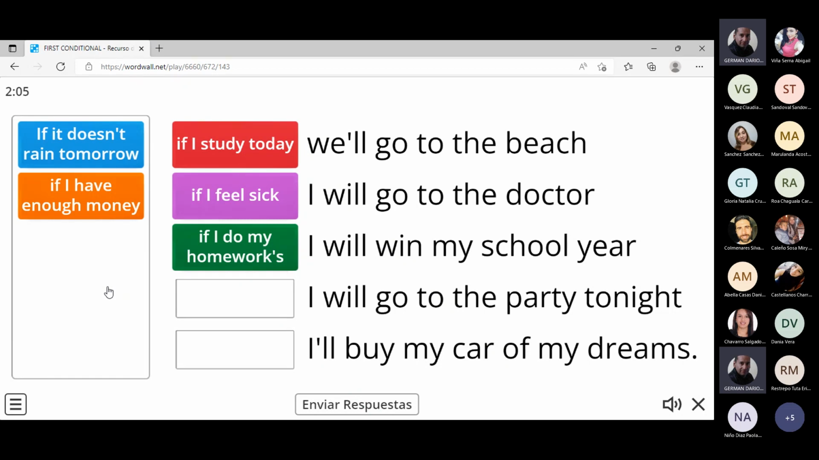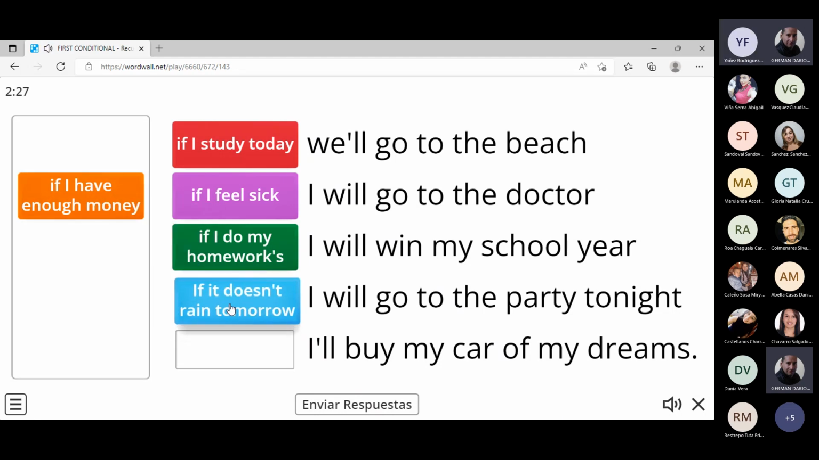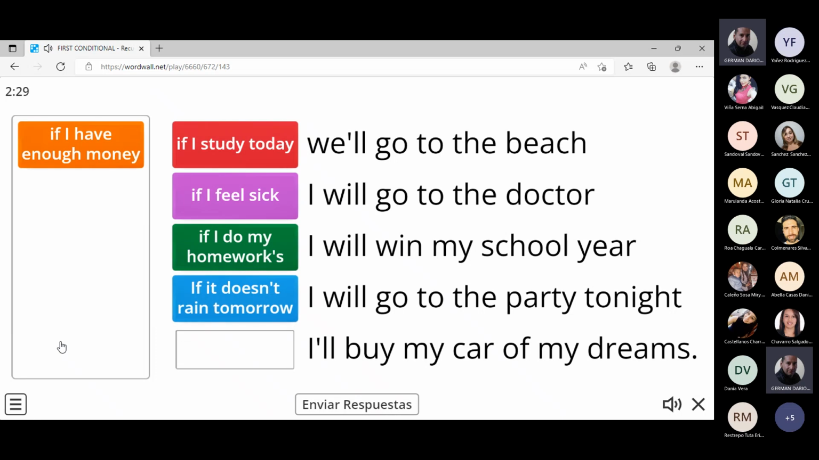So Andrés Felipe. Andrés, no te le tocó, Andrés Felipe Yáñez. I will go to the party tonight. ¿Escucha? Buenas noches. Yes. Is if it doesn't rain tomorrow? Okay, if it doesn't rain tomorrow, thank you very much, Andrés. Thank you. Okay, Daniel Mauricio.